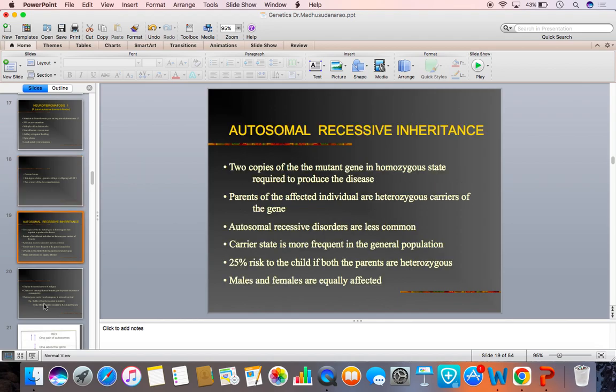What is autosomal recessive inheritance? Two copies of the mutant gene in homozygous state are required to produce the disease. It needs 2 abnormal genes to produce the disease. That means the homozygous state manifests, and the heterozygous state is the carrier state.